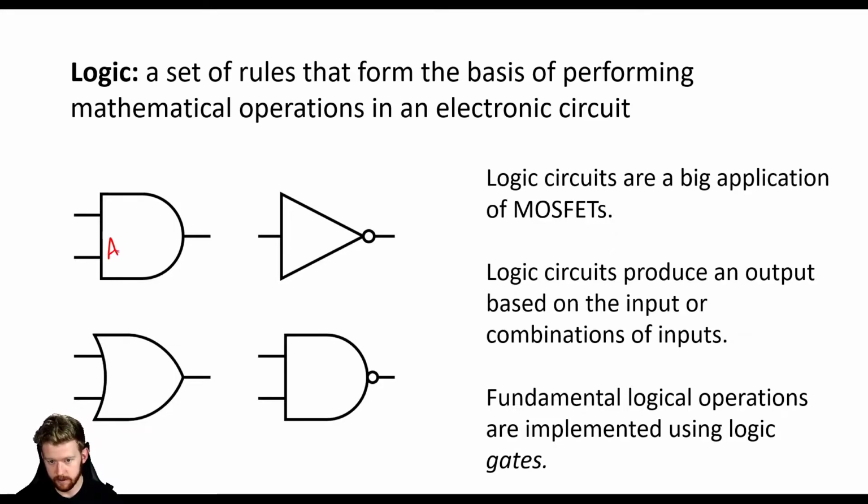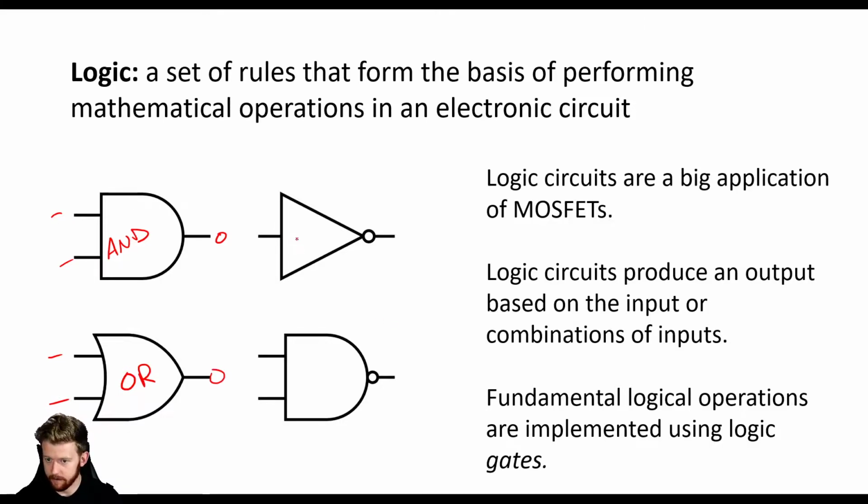So this symbol here, which is like a D with three terminals, has two inputs and an output. This is an AND gate, okay? And we'll talk about it here in a moment. For this one down here, this is OR. So we have two inputs and an output.